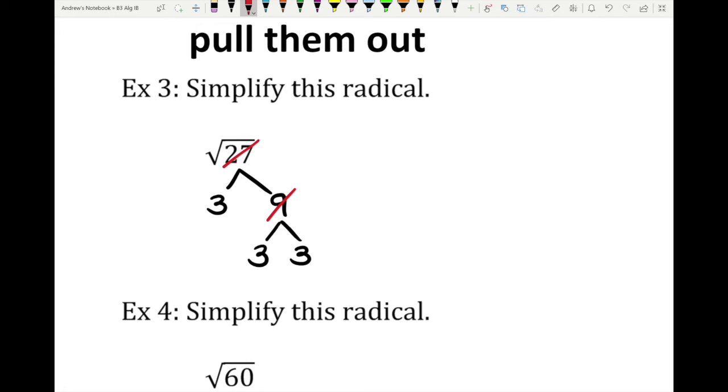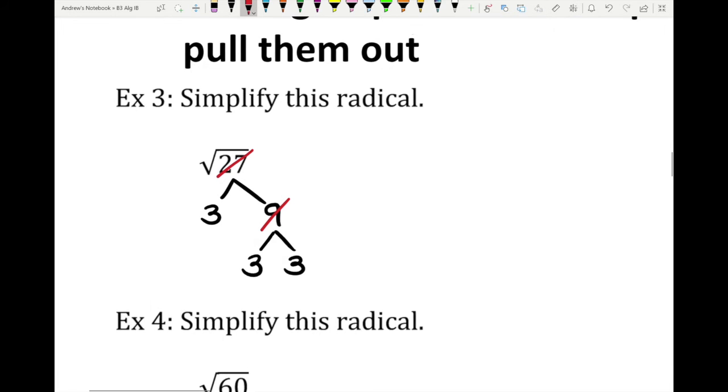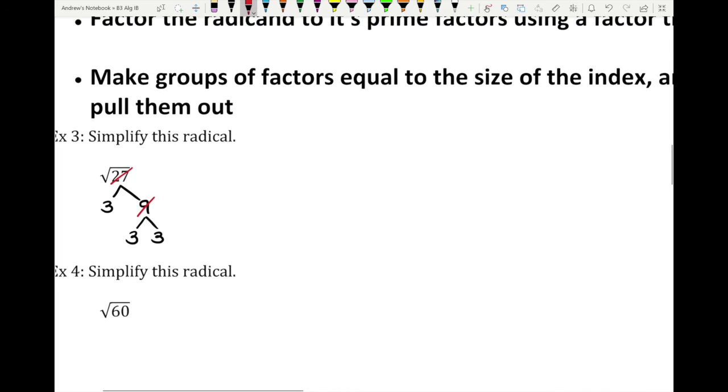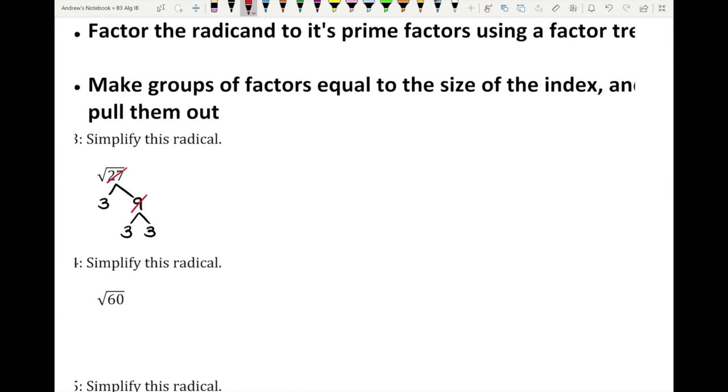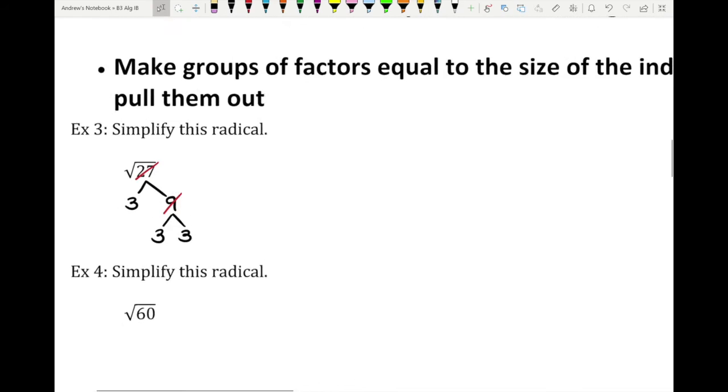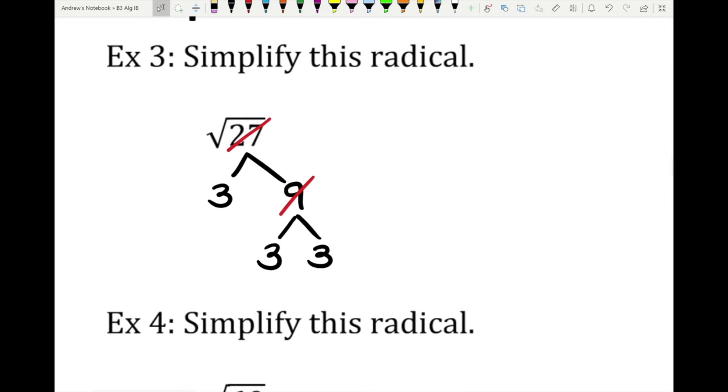Now what we are going to do is simplify this radical. So this is where that second step comes in: make groups of factors equal to the size of the index and then pull them out. This is where it gets a little bit tricky. So what we're doing is thinking about what the index is. The index here is just 2, like we talked about a little bit ago. If there is no index there, it's assumed we're doing a square root and the index is 2.